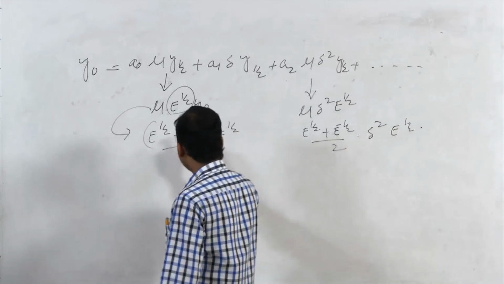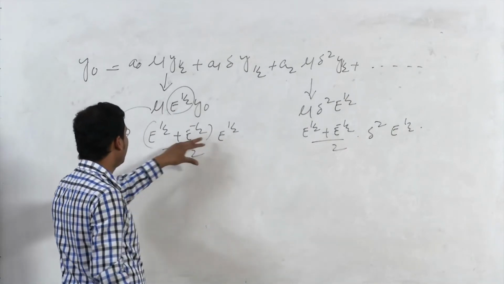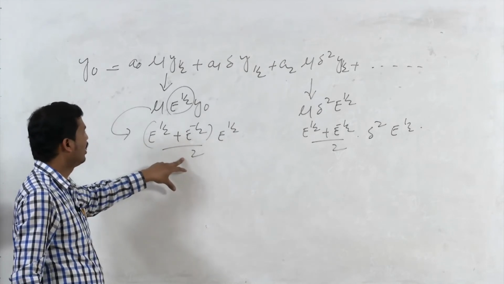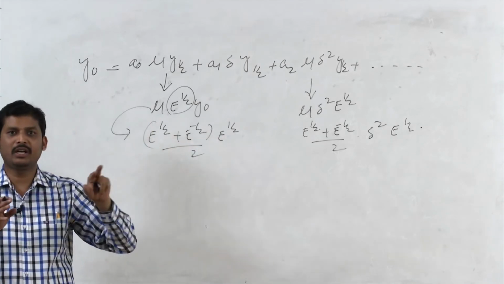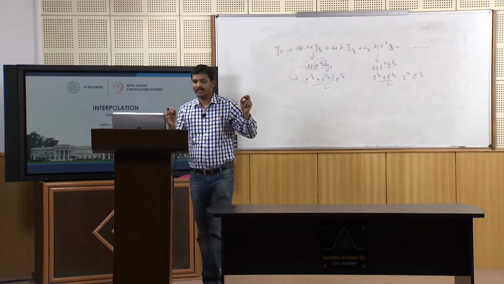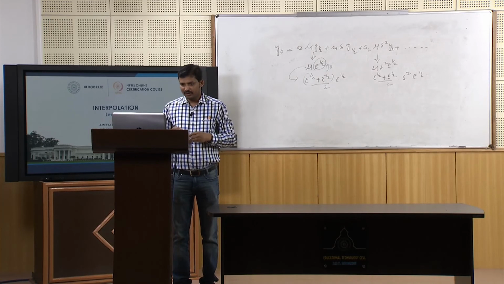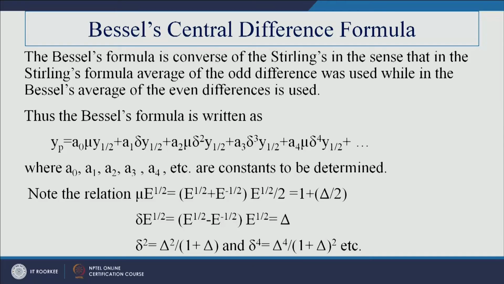So, if you just multiply these terms here, first we will get e, then plus 1 by 2 here, and the rest of the terms we can just equate with both the sides, and we can obtain these coefficients. In the form of delta, e to the power half can be written as capital delta, and delta square can be written as delta square by 1 plus delta. Already we have discussed these things in the earlier slides, and delta to the power 4 can be expressed as delta to the power 4 by 1 plus delta whole square there.